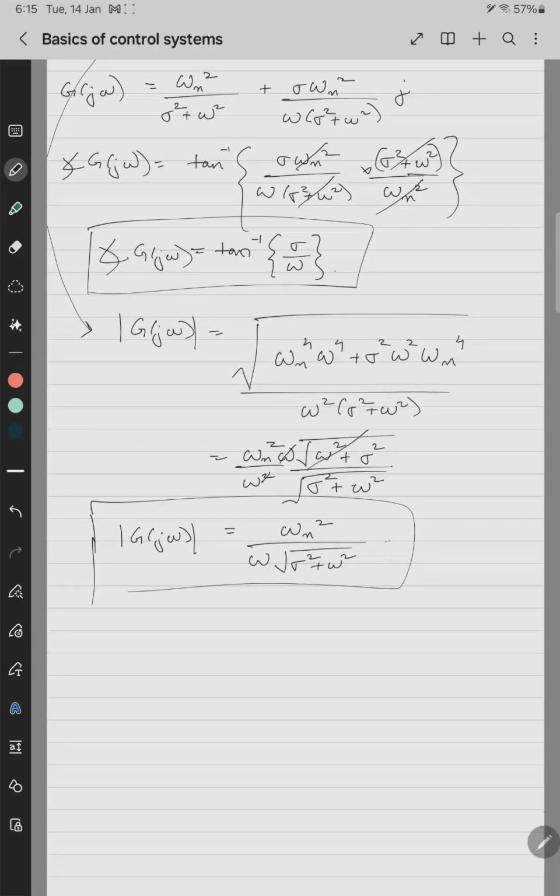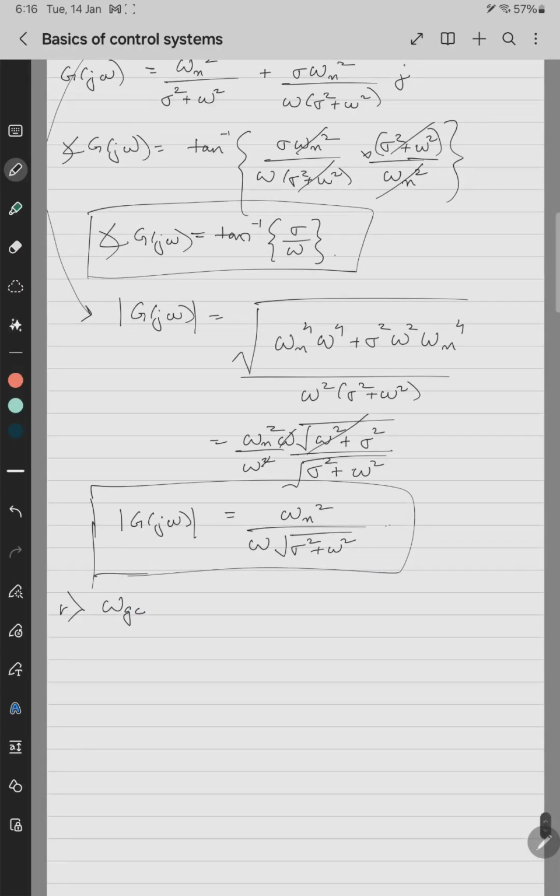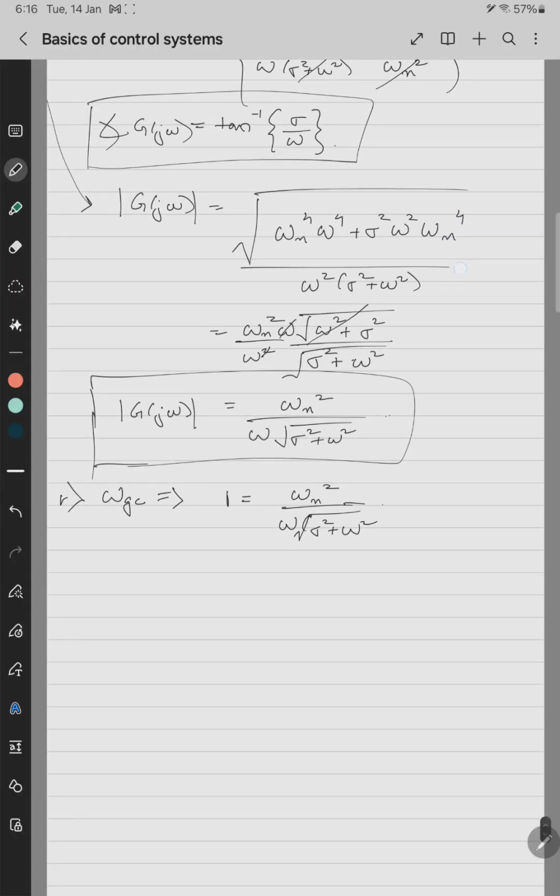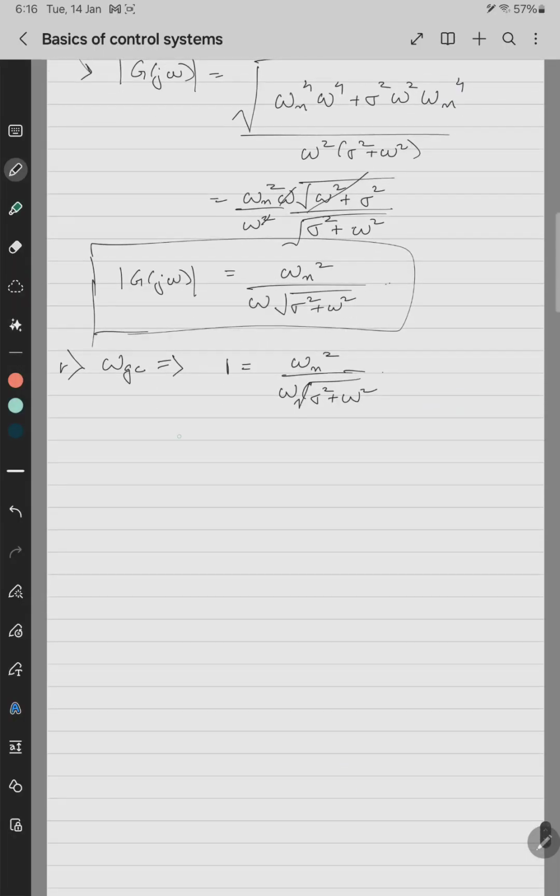Now I'll not draw the graph, I'll just derive the crossover frequencies and gain margins and all like this. So first is the omega gc. I'll write in absolute scale. At omega gc, what is the frequency at which the gain is 1? So 1 equals to mod, omega n square divided by omega into under root of sigma square plus omega square. Given that whatever I have derived is correct, then I'm just drawing it. So we have to solve for omega and then we'll find what is the omega gc.